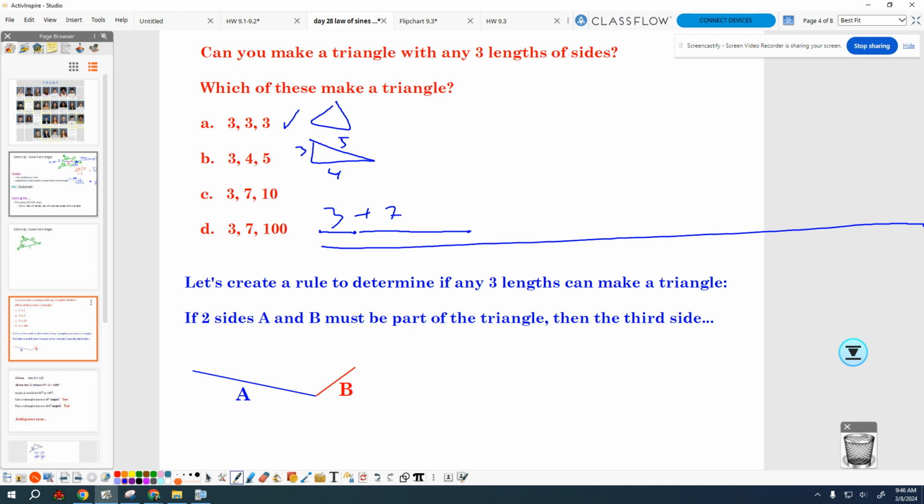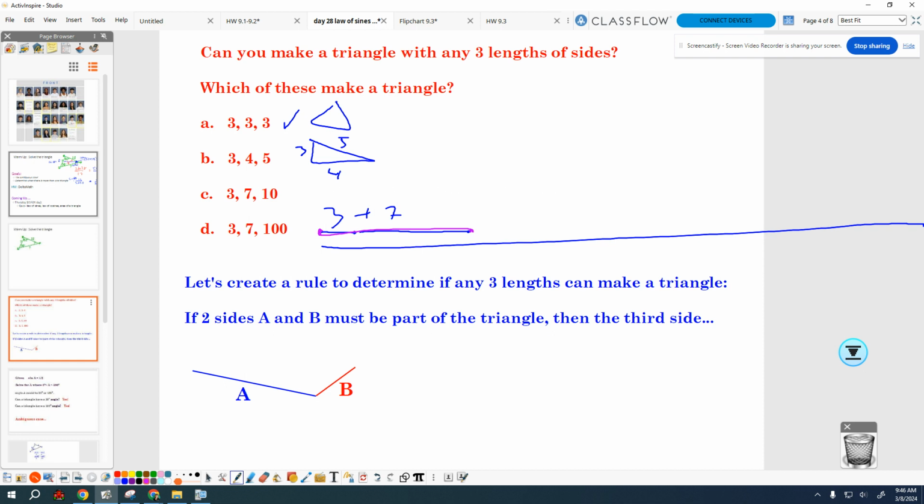Well, what about this one? 3, 7, and 10. It's just a little bigger than 7. That's flat like a pancake. Is that a triangle? It's not. No. Okay. It's gonna be flat like a pancake. So here's my fancy stuff. So we got the silver line.